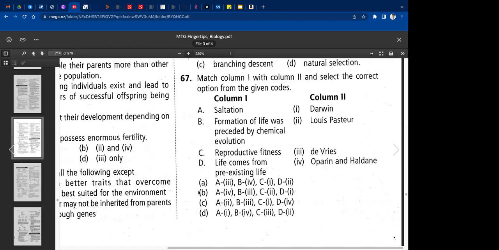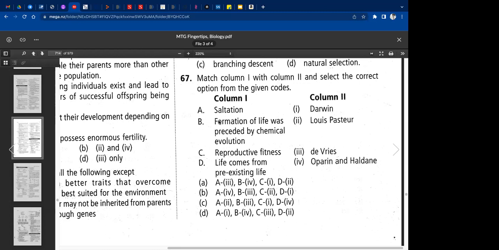According to me, let's see if it is, because I think it is A. So A, which is saltation, goes with Hugo de Vries, because there will always be one that you know for sure. I know for sure that saltation was figured out by Hugo de Vries, and that happens to be the only case. A is for 3 here. So for me, I think it's option A.